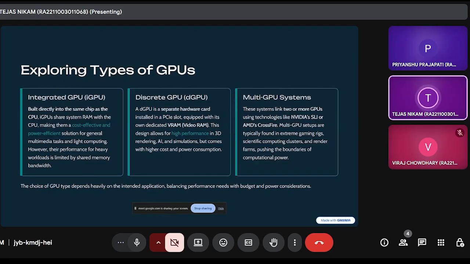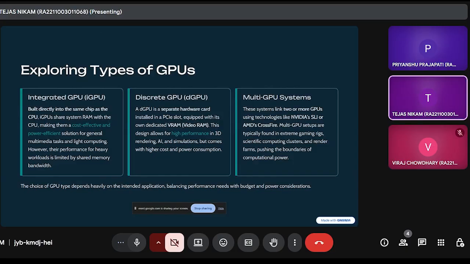Now, next, we have multi GPU systems. These systems link two or more GPUs using technologies like NVIDIA's SLI or AMD's CrossFire. Multi GPU setups are typically found in extreme gaming rigs, scientific computing clusters, and render farms, pushing the boundaries of computational power. The choice of GPU type depends heavily on the intended application, balancing performance needs with budget and power considerations.